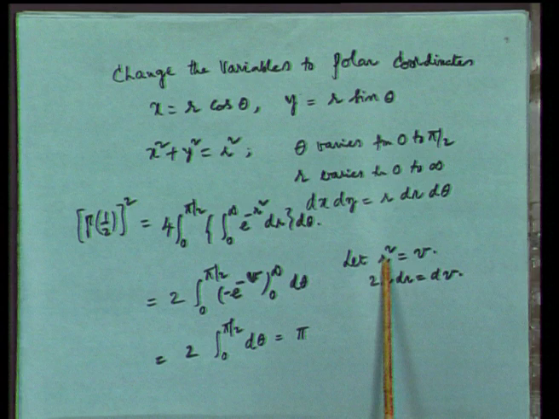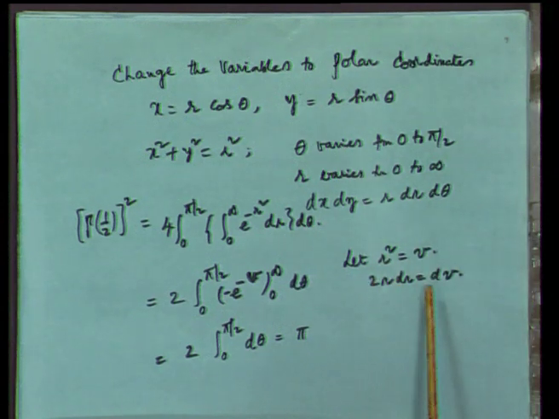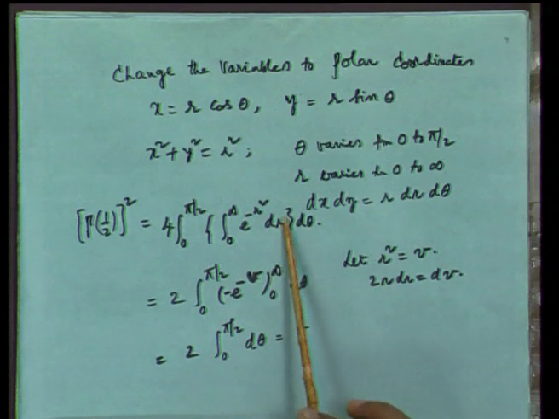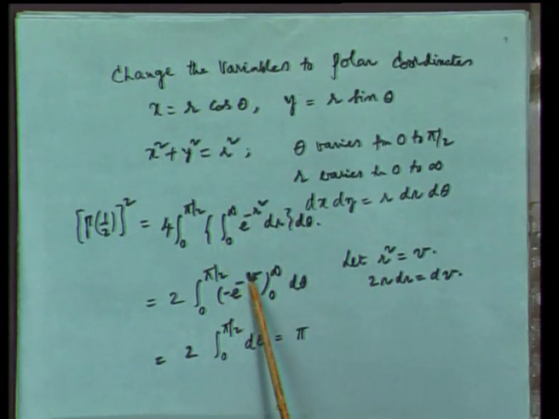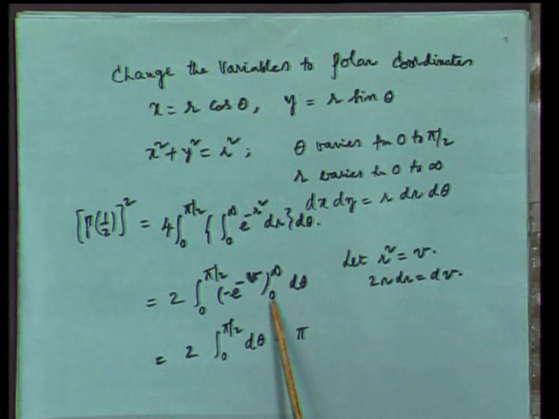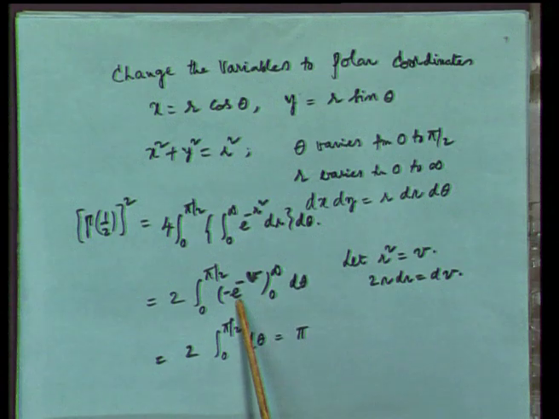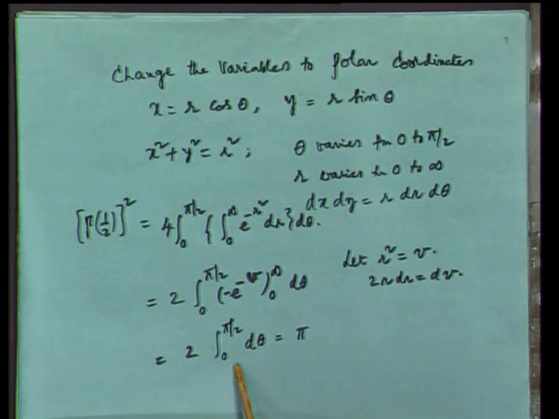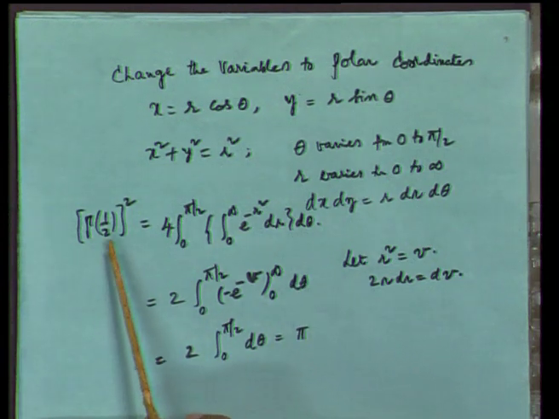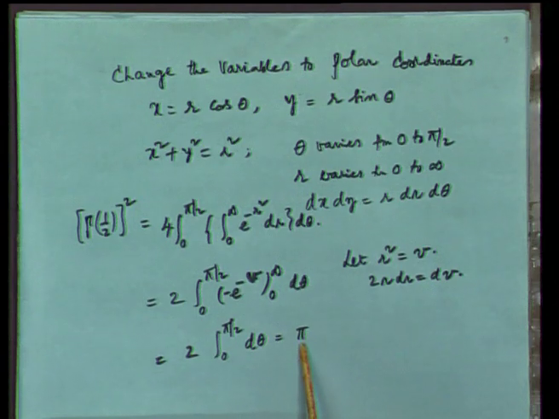Again, if you put r squared equal to v, you will get 2r dr equal to dv. So, the inside integral will be equal to minus e to the power of minus v, where r squared is equal to v, between the limits 0 to infinity, and at infinity this is 0 and at 0 this is simply 1. So, the entire integral will be equal to 2 into the integral from 0 to pi by 2 of d theta, and d theta between the limits 0 to pi by 2 is pi by 2, multiplied by 2 is equal to pi. So, gamma half whole squared will be equal to pi, or gamma half is equal to root pi, because gamma half cannot be negative.